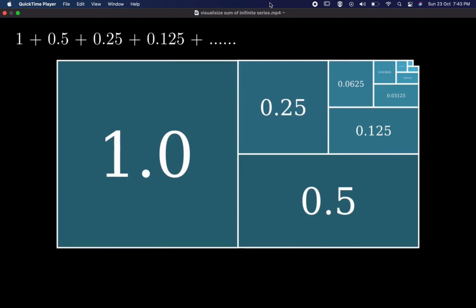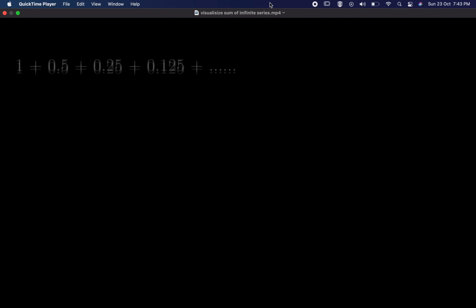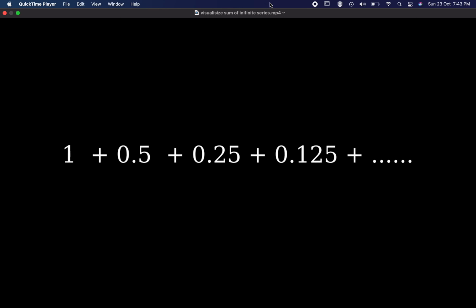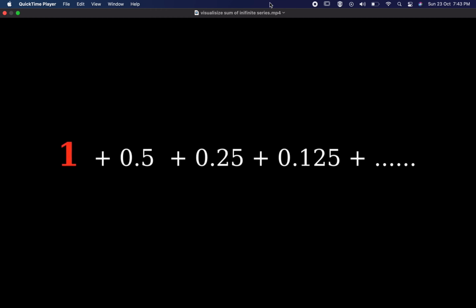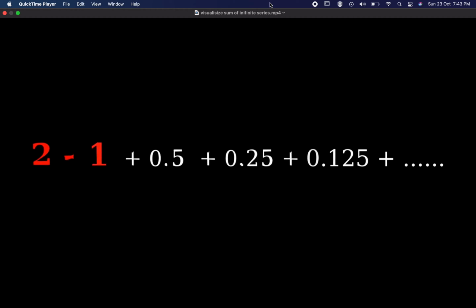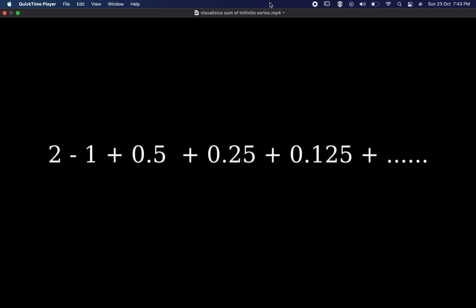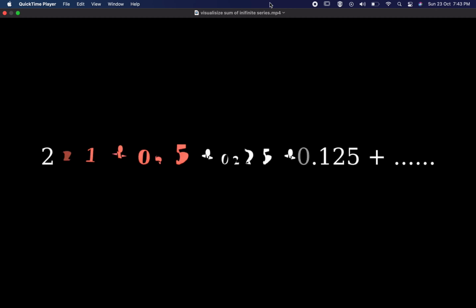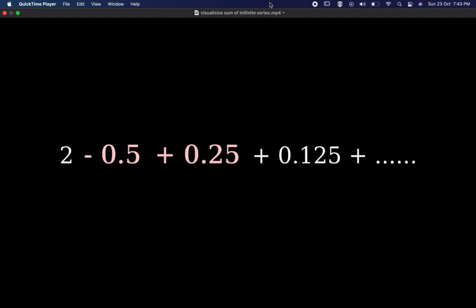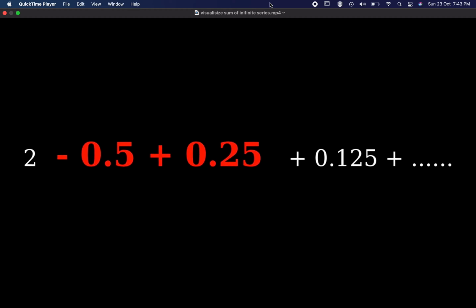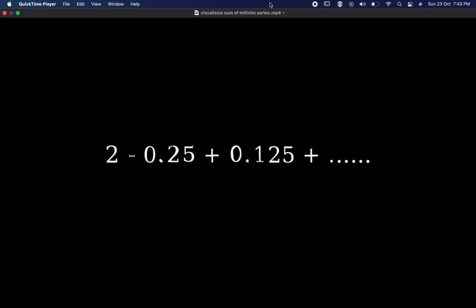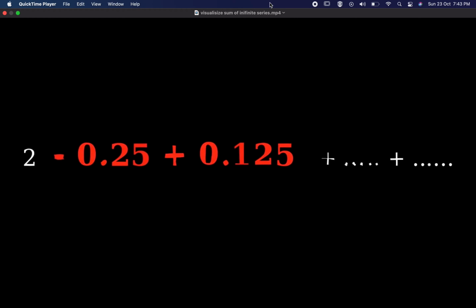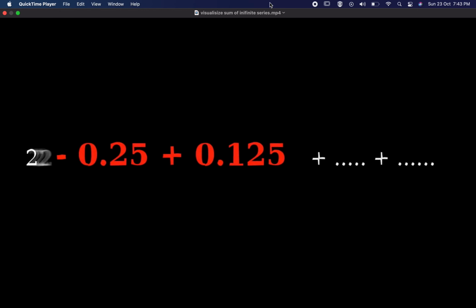What do you think? Let's analyze it mathematically now. Let's write 1 as 2 minus 1. And let's club up minus 1 and plus 0.5. This will result in minus 0.5. Now let's club up minus 0.5 and plus 0.25. This will be minus 0.25. And now club up minus 0.25 and plus 0.25.